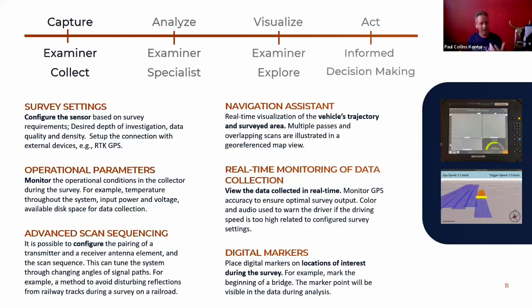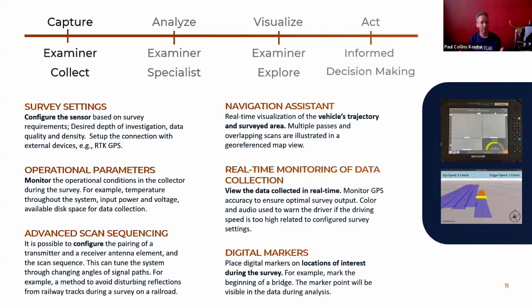So with Examiner Collect, the survey settings can be manipulated. You can configure your survey settings depending on what you're looking for. So you can change the desired depth, time window. You can change how often you take a measurement. So it's very configurable. You can monitor what's happening as you're driving. You can see the quality of your positioning, you will get the speed that you're driving, you will have audio and visual warnings. So you don't really have to be looking at this while you're driving around.